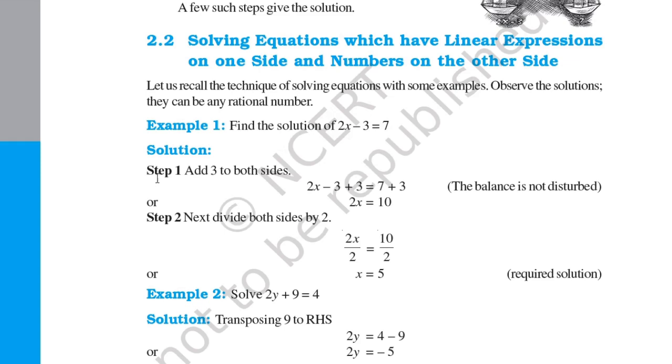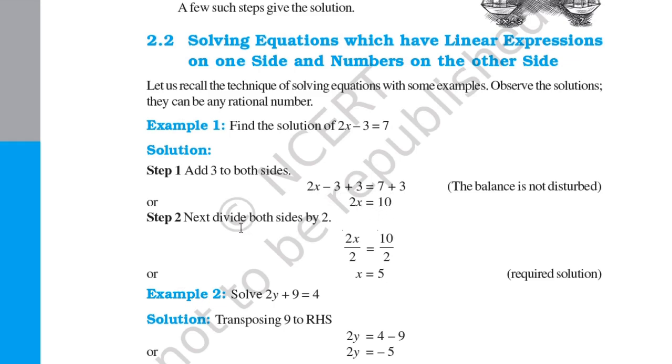So you can see step 1, add 3 to both sides. So we are adding 3 to both sides, so this 3 will get cancelled out. So 2x minus 3 plus 3 is equal to 7 plus 3, which will become 10, and the 3 and 3 will get cancelled out, so 2x is equal to 10. So the 2 will go below, so you will get 5.